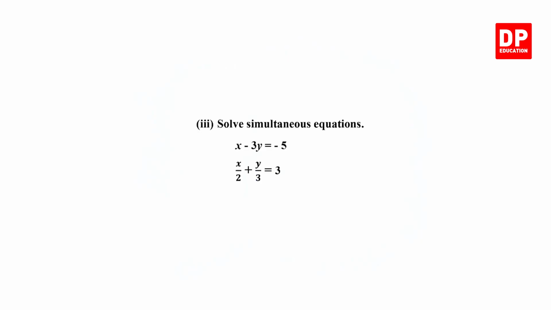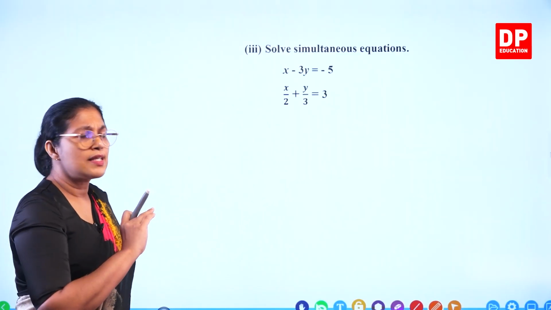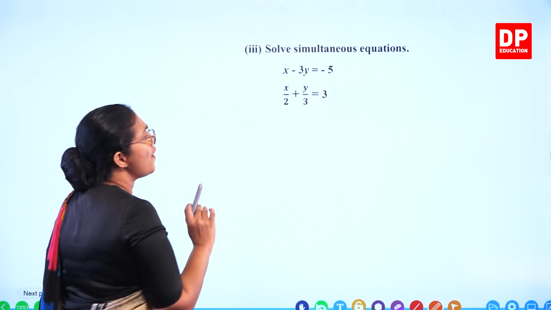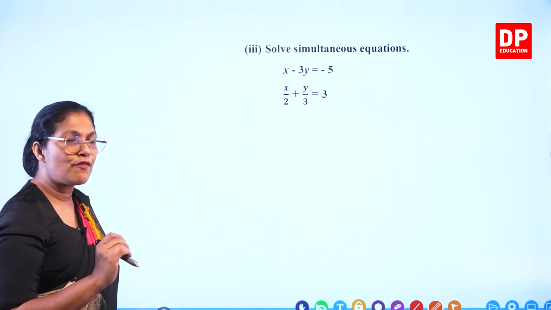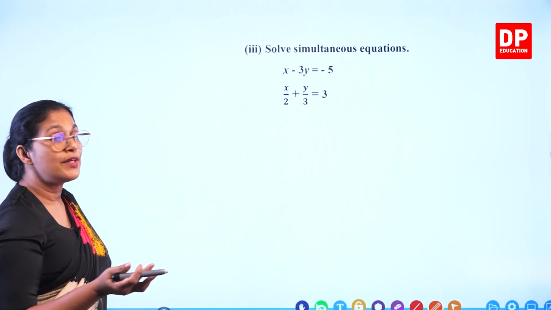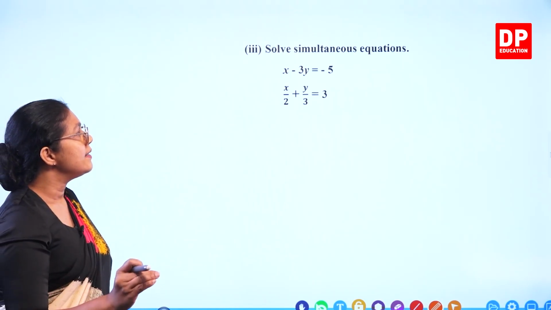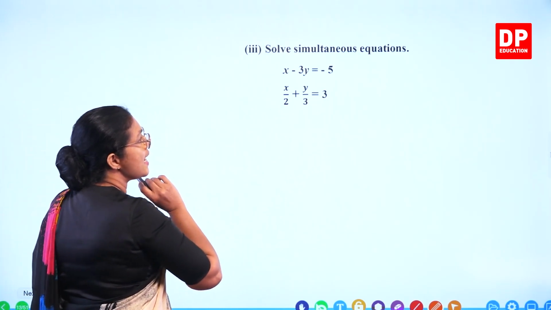Part 3, solve simultaneous equations. So 2 equations, 2 unknowns. How can we do this question? There are fractions in the second equation. So let's try to get rid of these fractions. What is the lowest common multiple of 2 and 3? That's 6. So when you multiply the whole equation by 6, the denominators get cancelled out.